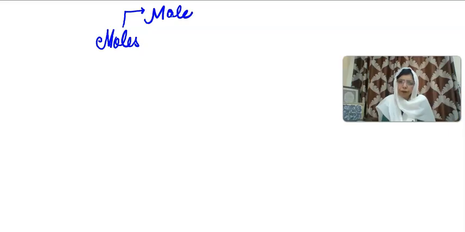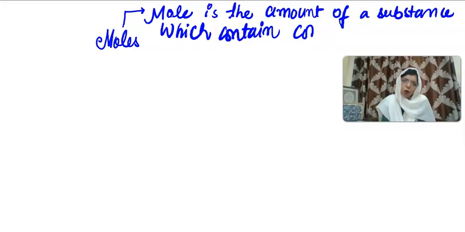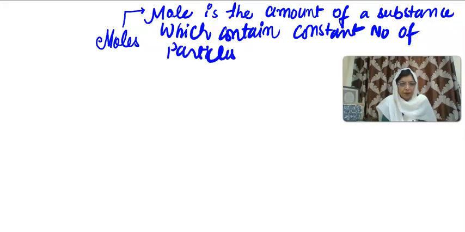So today we will talk about moles. If we define mole, we say mole is the amount of a substance which contains a constant number of particles, and these are 6.02 × 10^23.